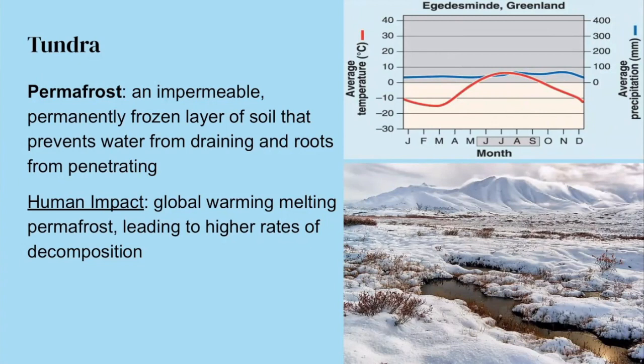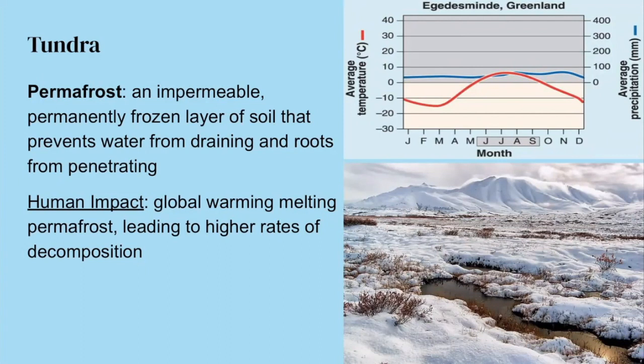The first one is the tundra. So the tundra is found kind of just below the ice caps. So it's across the top of North America, in very upper Europe, and Siberia in Asia. The tundra is classified by this thing called permafrost, which is a layer of soil that is permanently frozen.